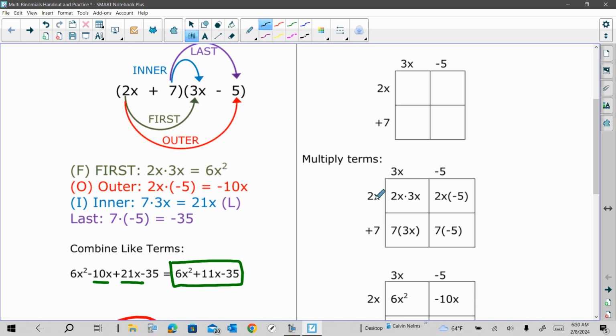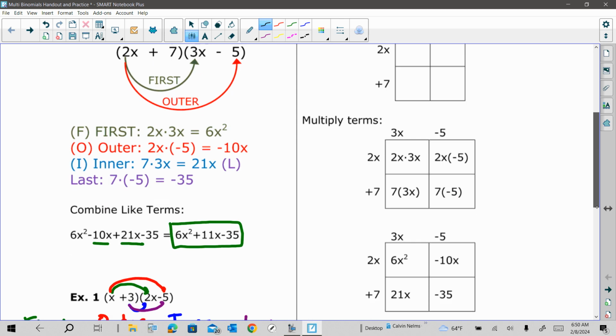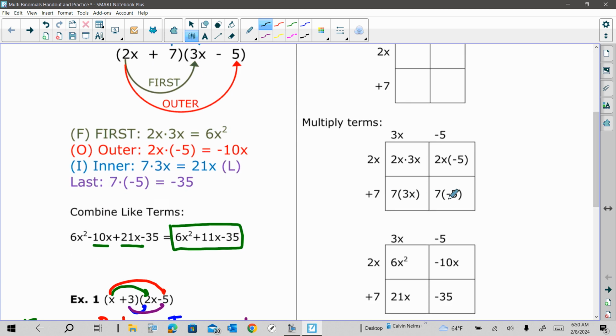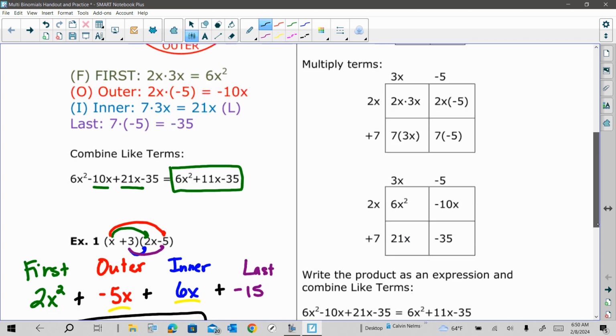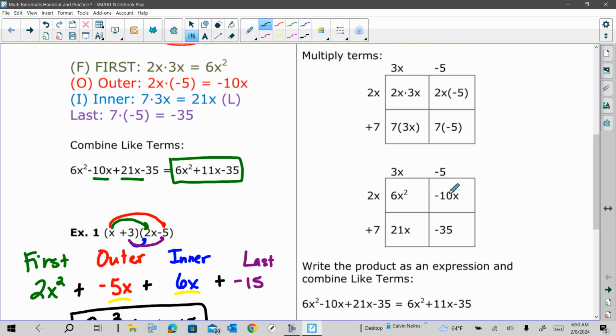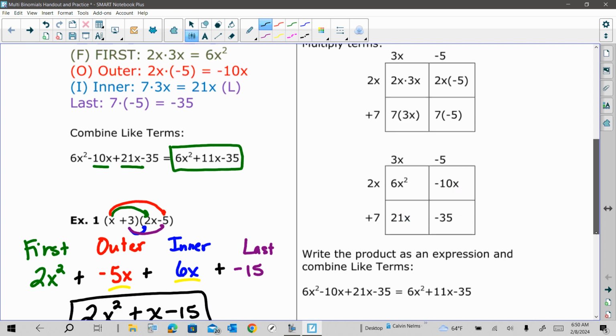And now they're just showing that they multiplied the two terms. They're just going first row, 2x times 3x, and then 2x times a negative 5. And then they did 7 times 3x. They're showing that here. You don't have to show the multiplication. You just need to do it and simplify. So here's the simplified answer. 6x squared, then minus 10x, plus 21x, and then minus 35.